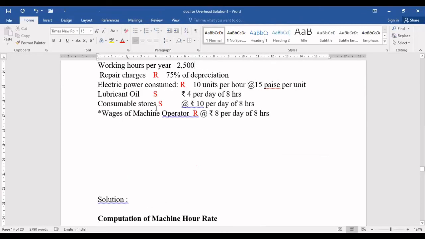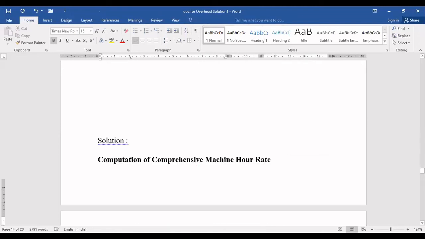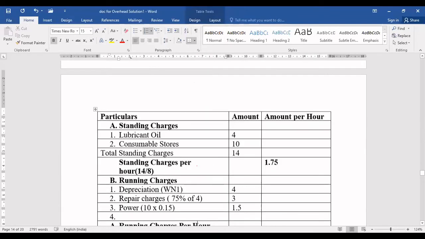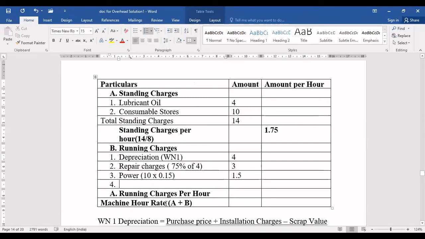See, wages of machine operator. Here they have asked you the computation of comprehensive machine hour rate. You have to write this. Comprehensive machine hour rate. Okay. So, wages of machine operator we will write.